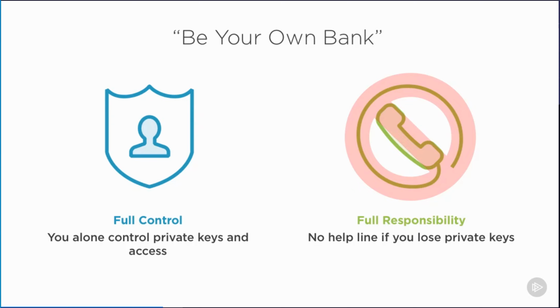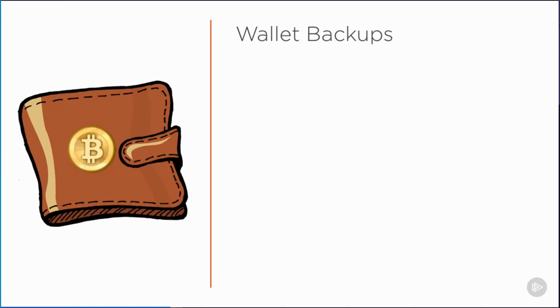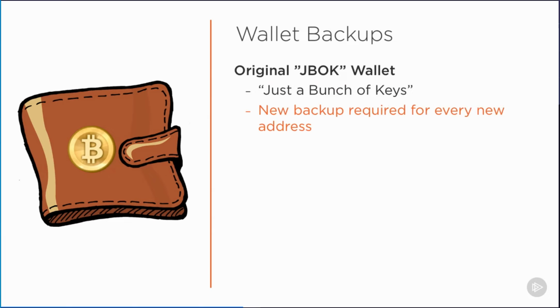This risk means that backups are essential for Bitcoin wallets, but many early wallets made this cumbersome. The first Bitcoin wallet software was called JBOK Wallet, or just a bunch of keys. For each Bitcoin address in the wallet, a corresponding private key was stored. As the recommended privacy practice is to create a new address for each incoming transaction, a new private key would also be created. This meant you needed to create a backup of your wallet every time a new address was created. Now, most wallets only require one backup when you first set them up.